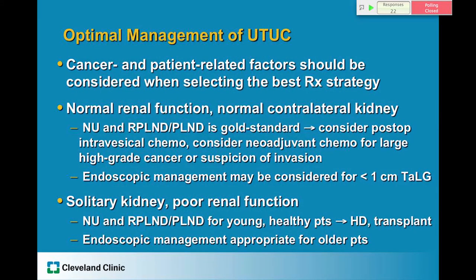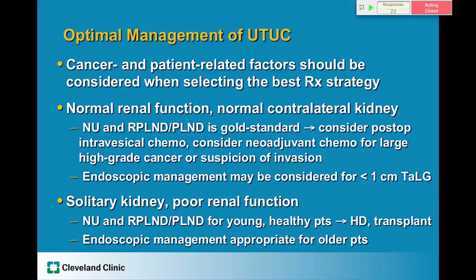So cancer and patient-related factors should be considered when selecting the best treatment strategy for patients with upper tract urothelial carcinoma. In patients with normal renal function and a normal contralateral kidney, a nephroureterectomy and retroperitoneal or pelvic lymph node dissection is the gold standard. You should consider postoperative intravesical chemotherapy. There is some evidence that it decreases bladder recurrence. You should also consider neoadjuvant chemotherapy because a large proportion of these patients will not be candidates for adjuvant therapy because of chronic kidney disease. Also, it should be considered for large, high-grade cancers or patients with suspicion of invasion. Endoscopic management can be considered for small tumors less than 1 or 2 centimeters in size that are low grade.